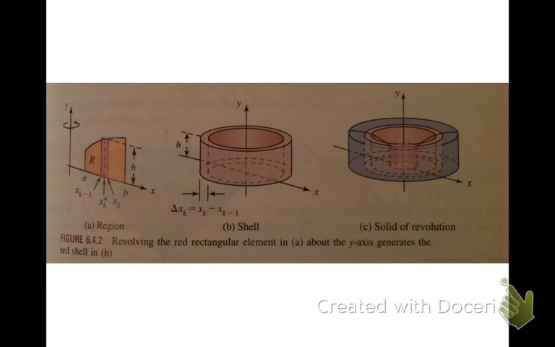So we're going to be talking about what's called the shell method for finding the volume of solids of revolution. And the principle is illustrated really well by this picture. So we might have, as we do here, an area under a curve. And we're taking this particular area and rotating it around the y-axis.